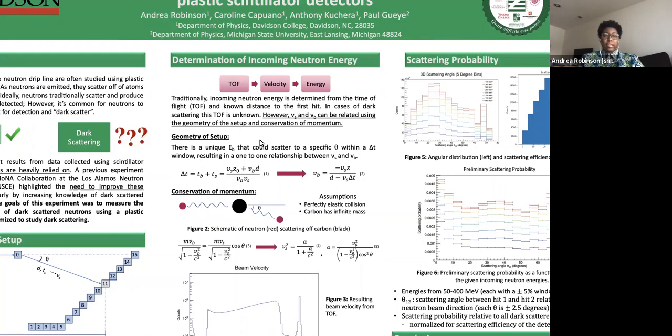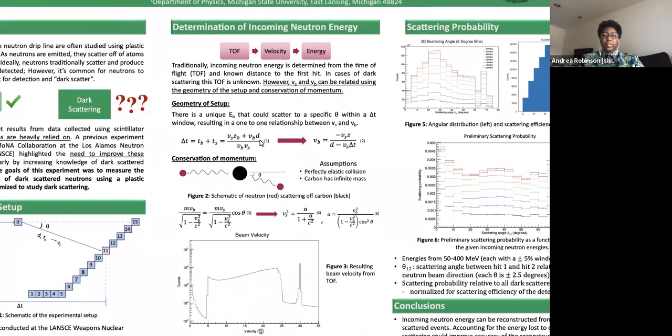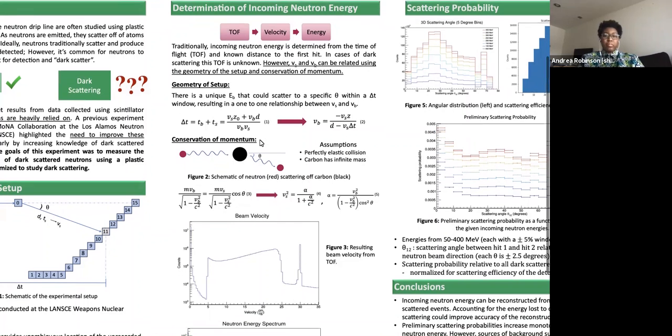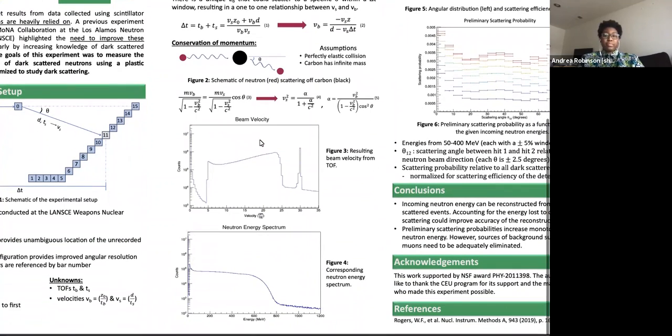And for that, we look at conservation of momentum. Now, with this, we're assuming that this is a perfectly elastic collision and carbon has infinite mass. And with that, we can use relativistic momentum to create equation 3 and solve that for equation 4. With two equations and two unknowns, we can solve for the velocity of the beam and reproduce figure 3 with a corresponding neutron energy spectrum in figure 4.